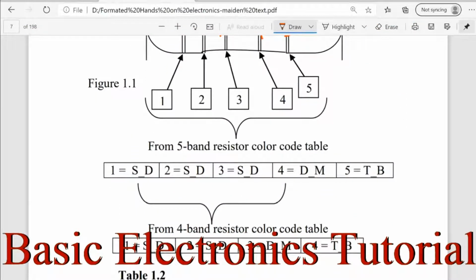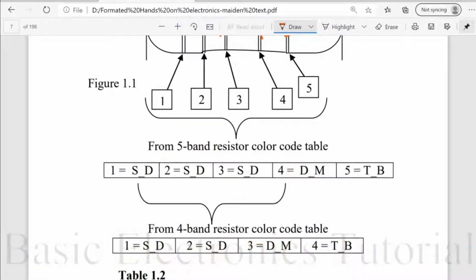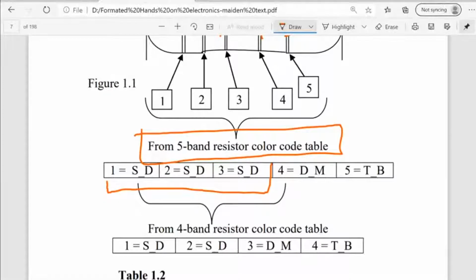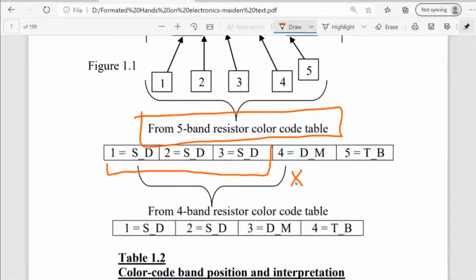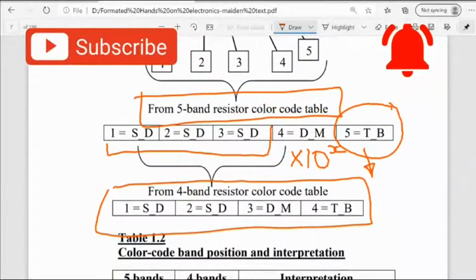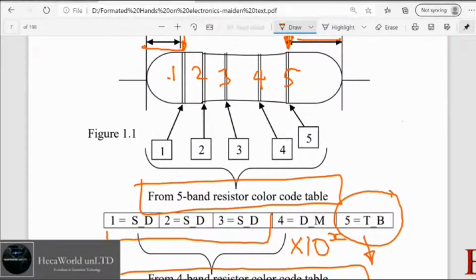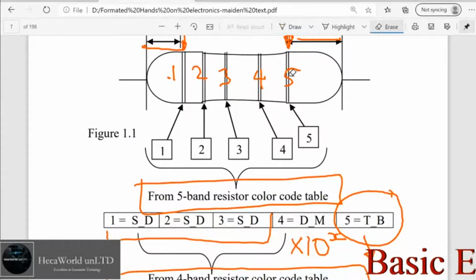Again, this is taken from a book, manuscripts that we prepared some time ago when we used to teach some university students. The first bands are significant digits. I'll tell you what it means shortly. Decimal multiplier simply means times 10 raised to the power of x. The x will be whatever value corresponds to that color. We're going to show you that shortly. The last band: across the resistor you may have only 4 stripes, so it will be 1, 2, 3, 4. The fifth one will not exist.